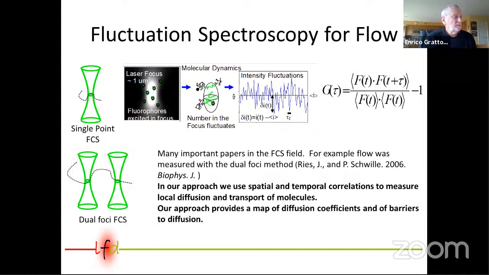Okay, so there is a paper in which people try to measure not using only one point, but using 2 points.